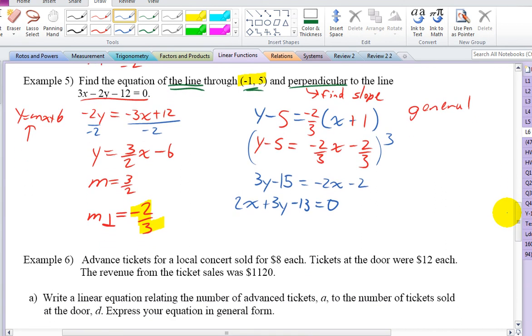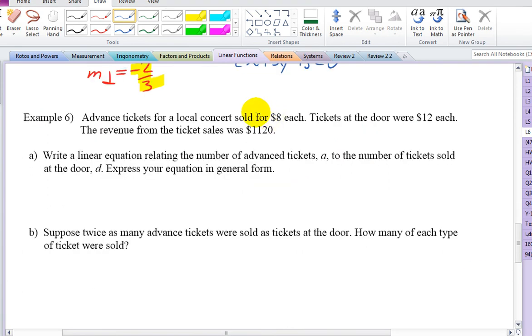All right. Read the next. Read 6. Underline important stuff. Go. Okay. So it's $8 for advanced, $12 for the door. Total brought in was $11.20. Okay. So remember, if you buy 10 gumballs from the store for 5 cents each, how much did you spend? 50 cents. Cost times the quantity. So you see that a lot, right? The cost times the quantity.